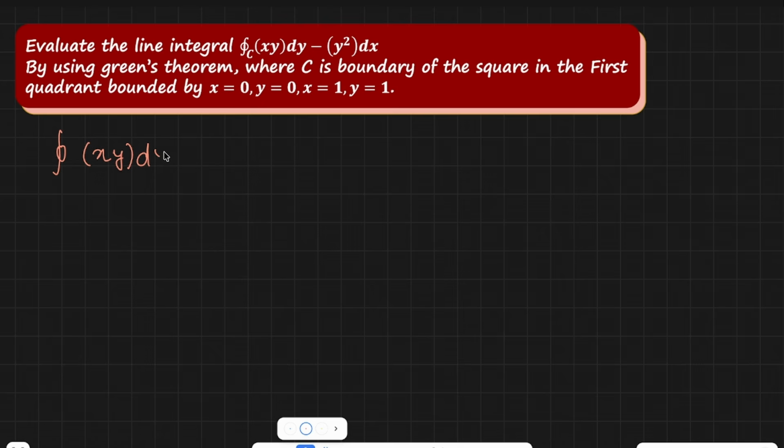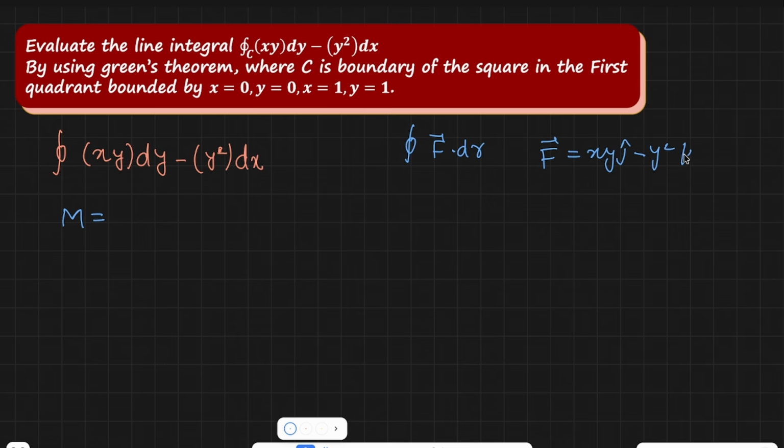Okay, xy dy minus y square dx. So first target is what? Identify M. M is the coefficient of dx. This question can be given like this: find out the integral of F dot dr, in which F is equal to xy j cap minus y square i cap.